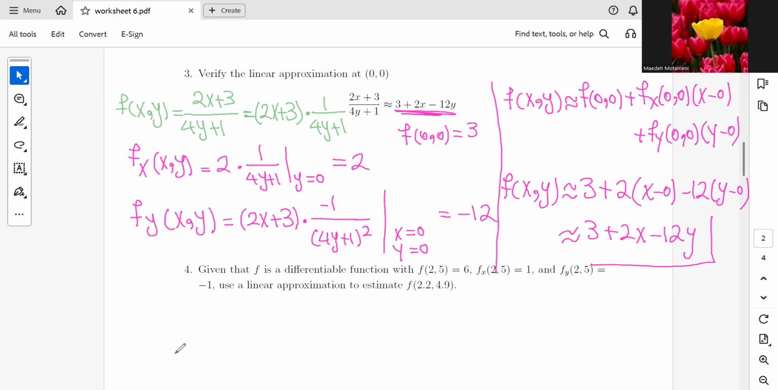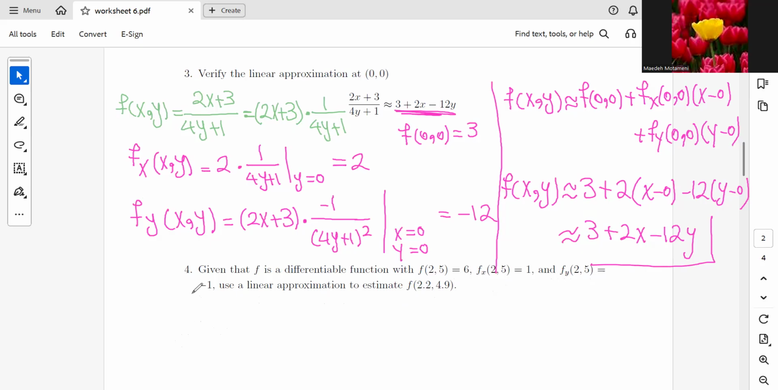A function is given to us with the information that f, the partial derivative with respect to x, and the partial derivative with respect to y are evaluated here, and we would use a linear approximation to estimate another point which is close to the given point. We know that 2.2 is close to 2 and 4.9 is close to 5.